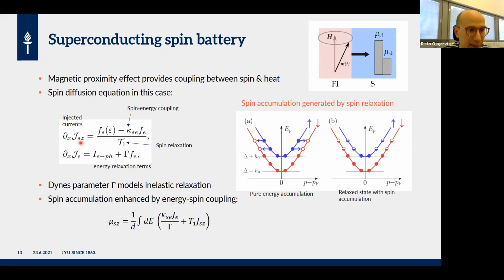But this spin diffusion equation is more interesting, because there you have this F_s, which is now basically the spin accumulation. And then there's the spin relaxation. This would be what you have in the normal state. But then you also have a coupling between spin and energy. So this energy gets converted to spin, and this increases the spin accumulation in the system.